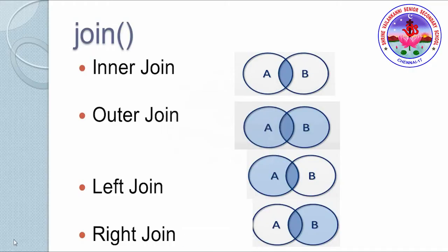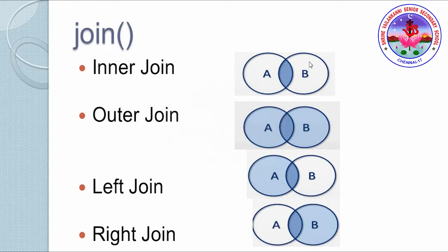Join method creates a new data frame by combining two different data frames. There are different types of join, and we are going to see them one by one. The first one is inner join. Here, what happens? From the two data frames, only the matching index from both data frames will be displayed.